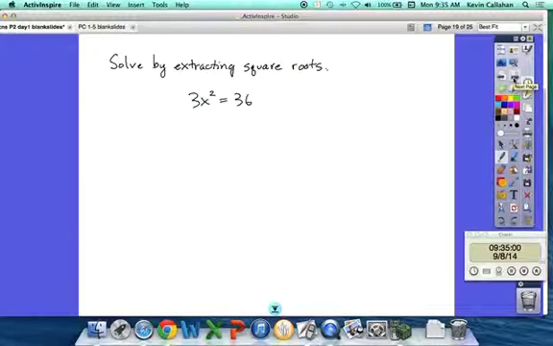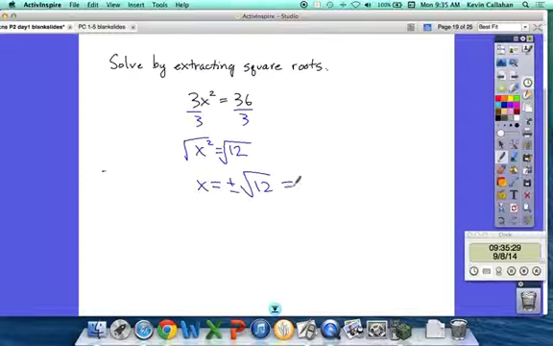Okay, here's another one you could solve by extracting square roots. First, you've got to solve for the x squared. What do you need to do? Divide by 3. Right? Isolate the x squared. X squared equals 12. Take the square root of both sides. X equals plus or minus the square root of 12, also known as plus or minus 2 times the square root of 3.